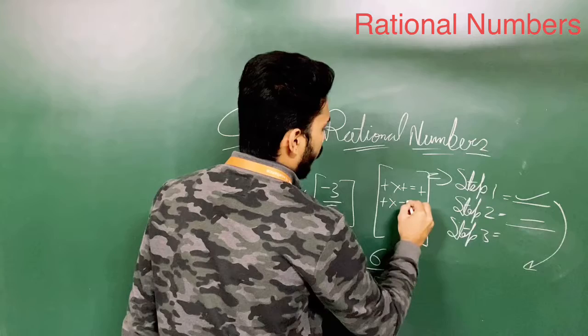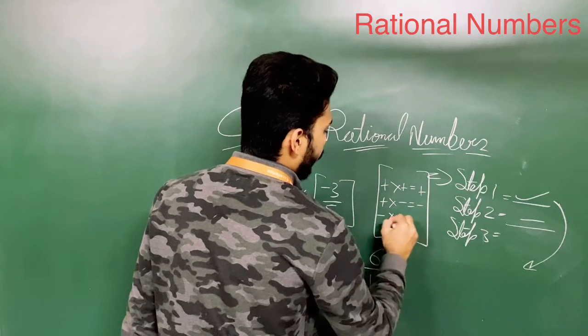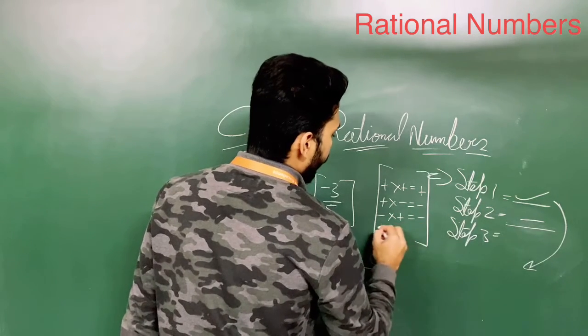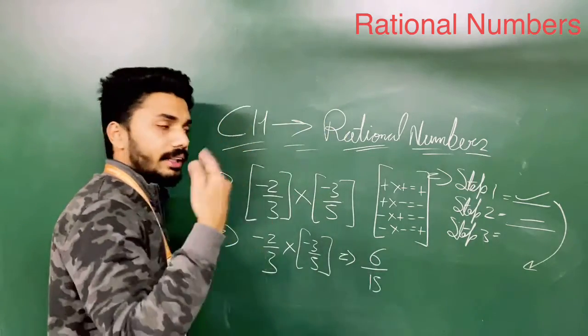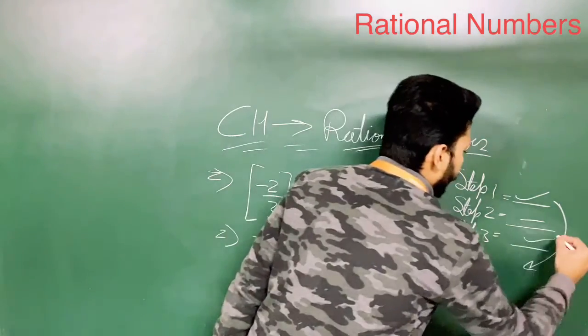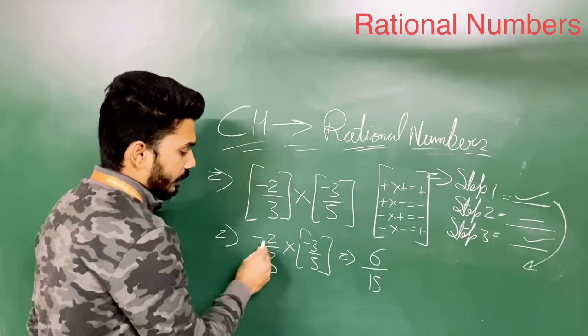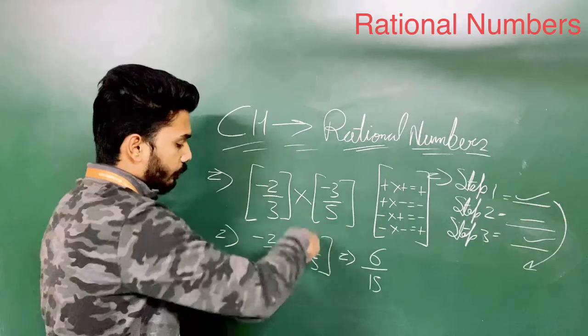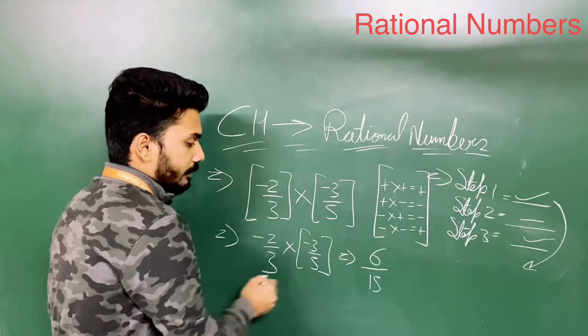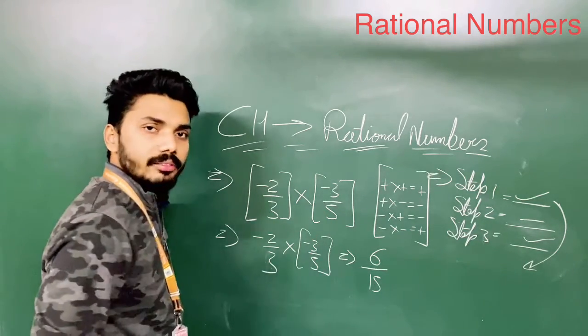Plus multiply minus, you will get minus. Then again minus multiply plus, you will get minus. And minus multiply minus, you will get plus. So in the last step, the third one, you just need to focus on the signs. If we multiply minus into minus, we will get a positive term. And if you see in the denominator, the positive signs are given, so you will get a positive number.